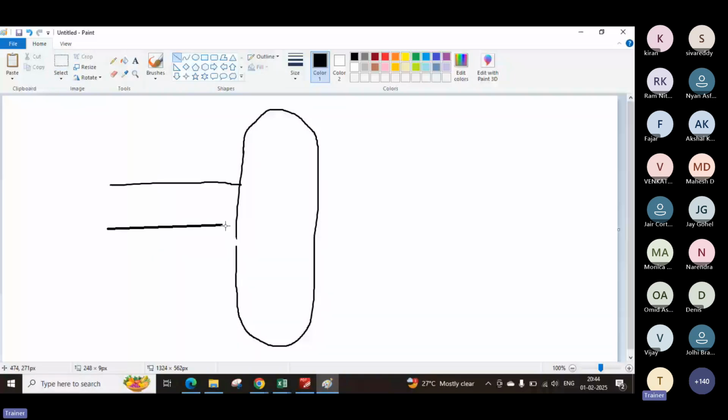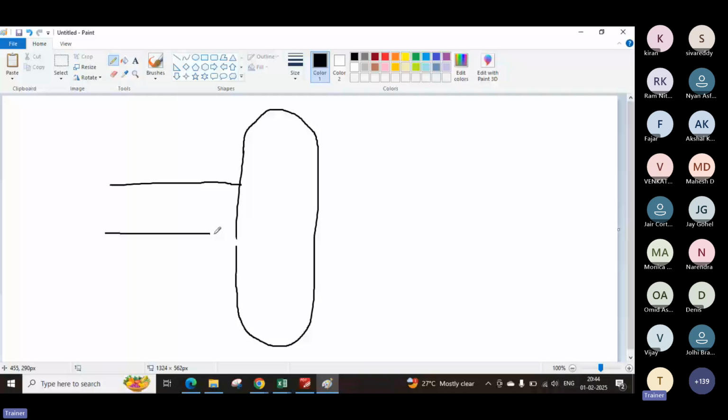Suppose this is the pipe you have at the inlet. I'm just drawing some irregular things, so don't go for the size. Just pay attention to what I'm talking about. Suppose this is the pipe.